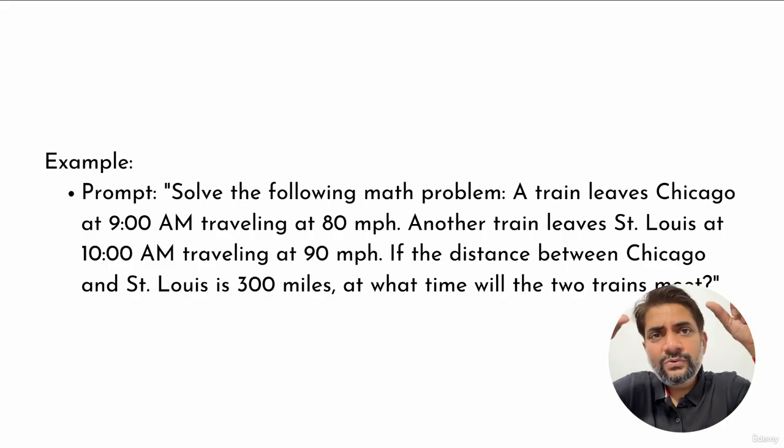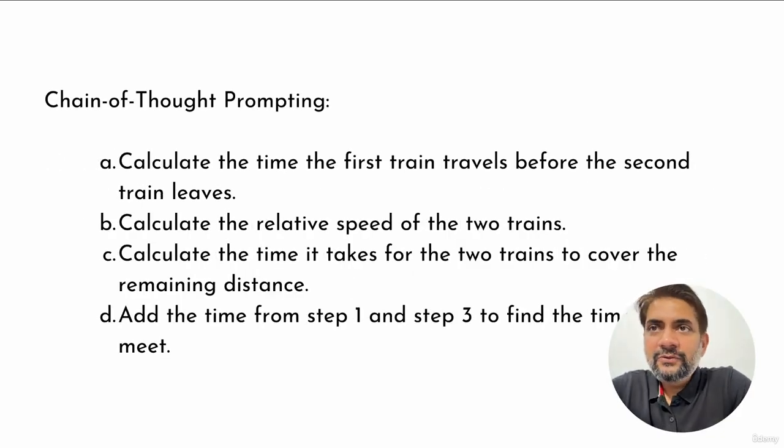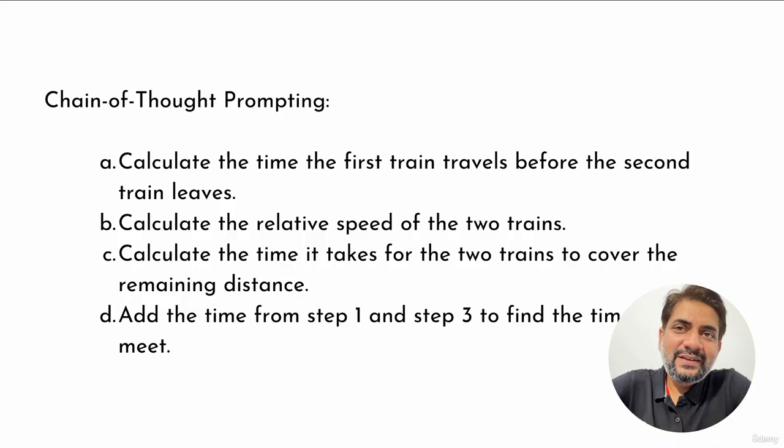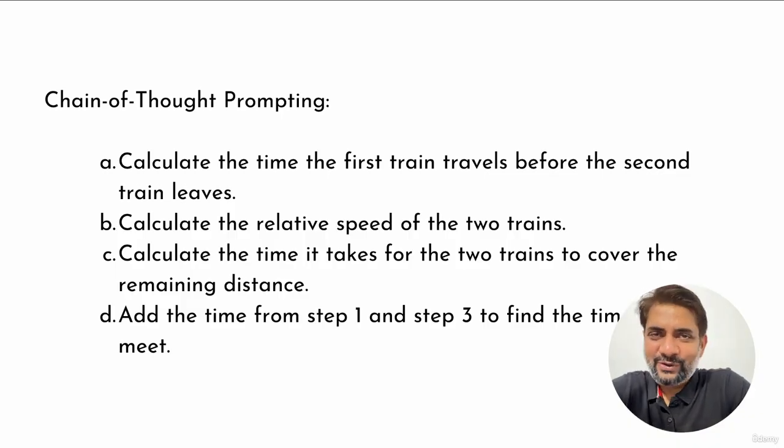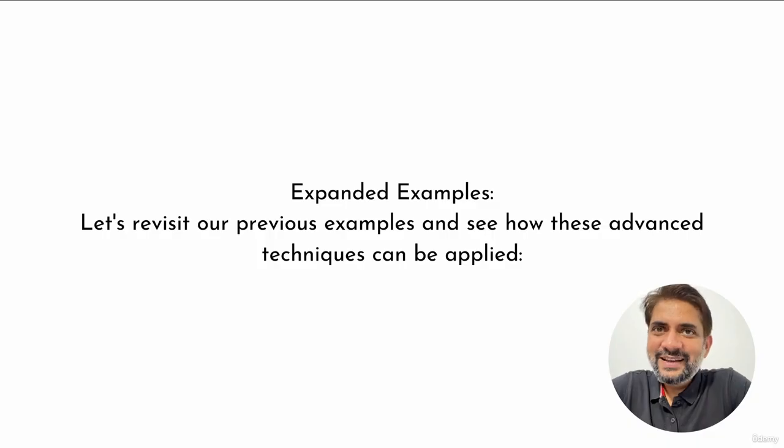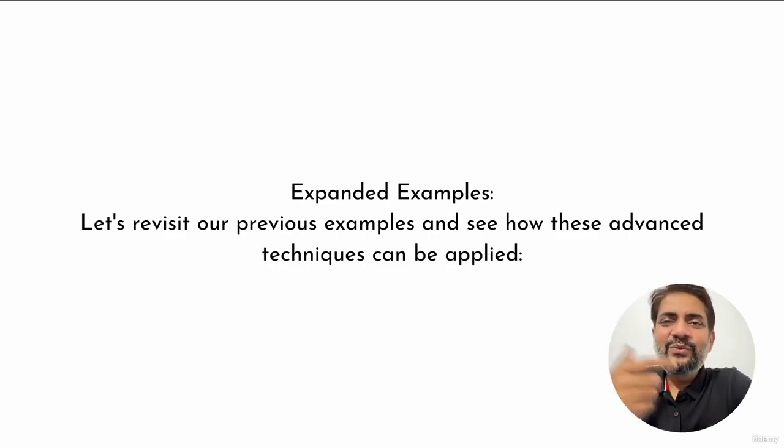Now, if I have to break this down into multiple parts to get specific answers about each, what could the possible breakups be? The chain of thought prompting would be: calculate the time the first train travels before the second train leaves. Calculate the relative speed of the two trains. Calculate the time it takes for the two trains to cover the remaining distance, and so on. So that's chain of thought prompting. I know you might not have understood it very much, but in the coming examples and when we dive deeper into all of this, you will get a clear idea of what I'm talking about.